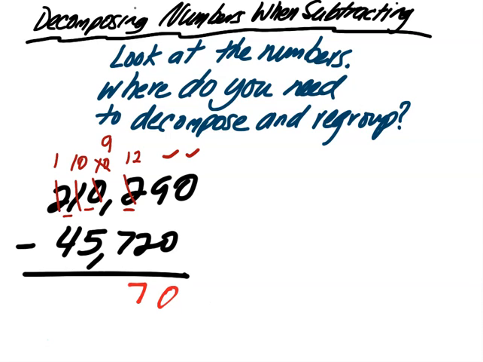Now you notice that I went ahead and did all my borrowing, all my regrouping, so I'm just going to go straight across. 12 minus 7 is going to be 5. I know there's going to be a comma there in front of the hundreds place. 9 minus 5 is 4. And 10 minus 4 is 6. And finally, 100,000 with nothing to subtract means I have 100,000.